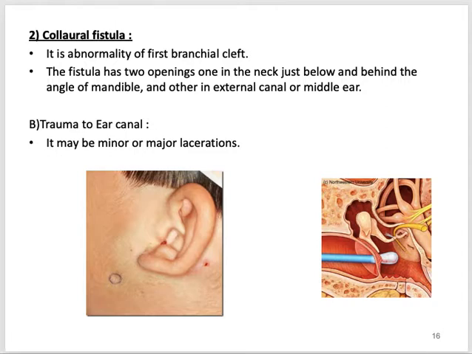Oral fistula, you can see over here the fistula. This is an abnormality in the first branchial cleft, if you've done embryology, and this one has two openings. One is situated in the neck, just below, and one is behind the angle of the mandible. So this one is behind the angle of the mandible, and one is below in the neck.